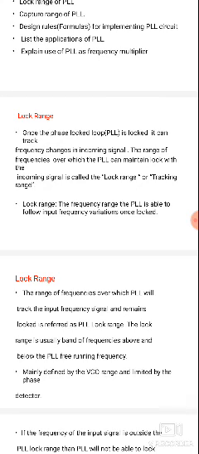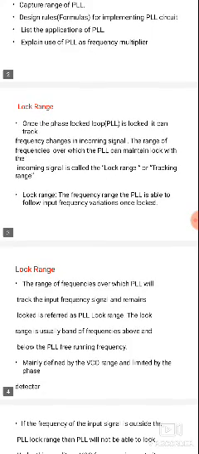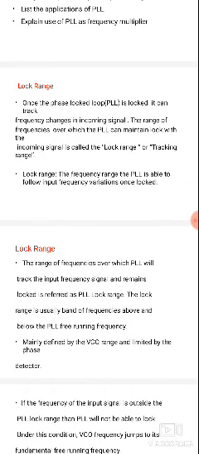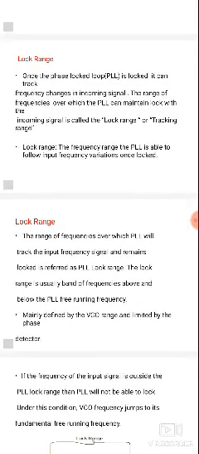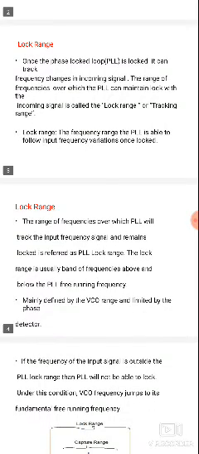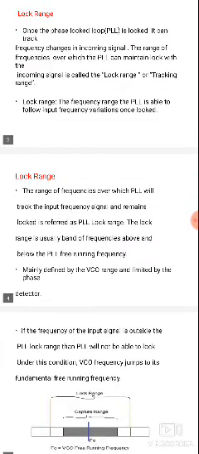That is, once the PLL is locked, it maintains and checks the input signal. It can track the frequency changes in the incoming signal. The range of frequencies over which the PLL can maintain lock is called the lock range, also known as the tracking range. The lock range is the frequency range over which the PLL is able to follow the input frequency variations once locked. So the lock range can check the input frequencies and follow the input signal.